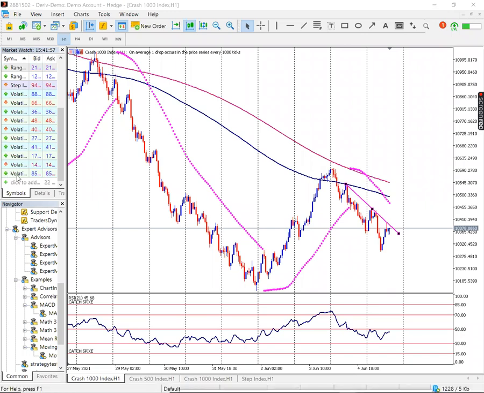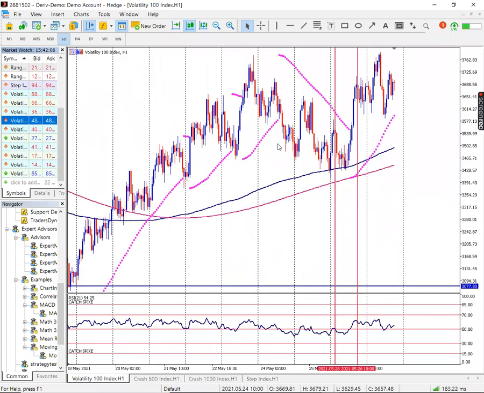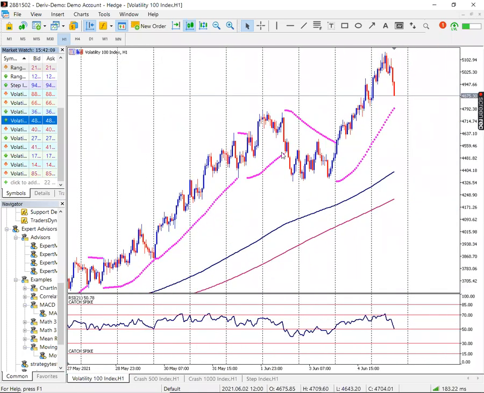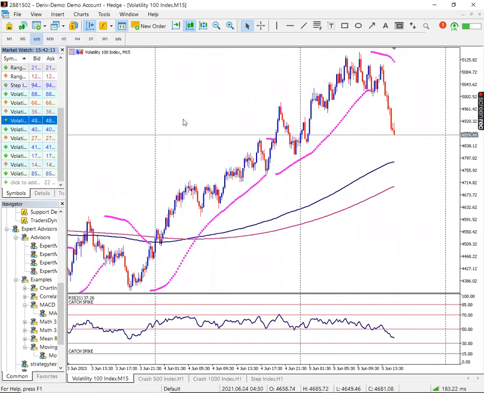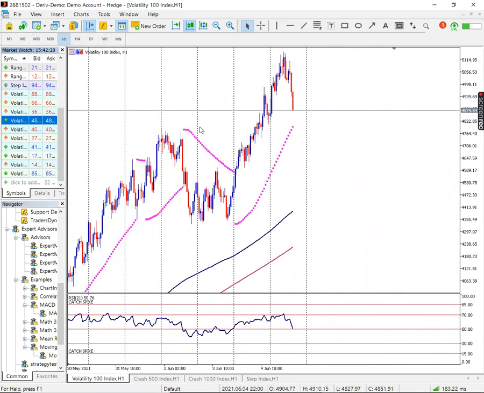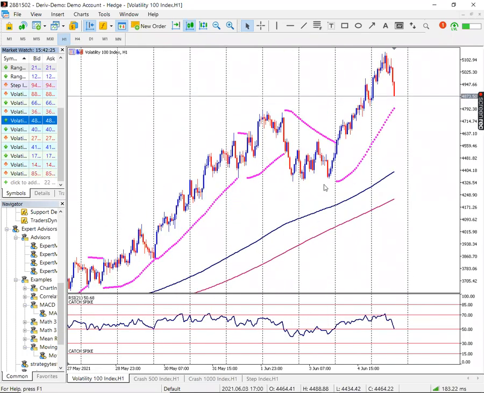Okay, so this is the thing now. Let me explain more about volatility 100, the one that I sent the signal for. This one. You can see it's still dropping, right? Yes, I closed my profit somewhere here, somewhere there. So this is the thing now.